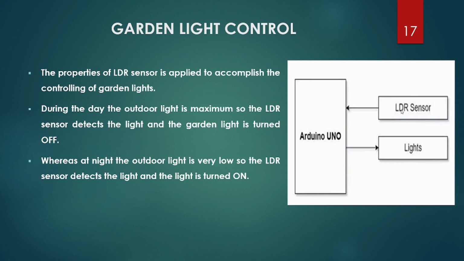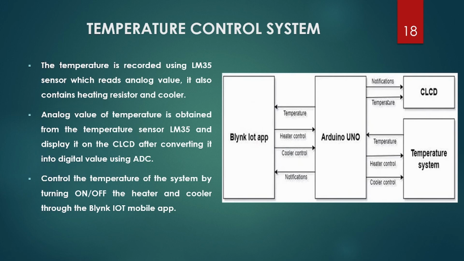Next, using the LDR sensor, we have designed the garden light control using the PICSIMLAB Arduino Uno board. The properties of the LDR sensor are applied to accomplish the controlling of the garden lights. During the day, the outdoor light is maximum, so the LDR sensor detects the light and the garden light is turned off. Whereas at night, the outdoor light is very low, so the LDR sensor detects the darkness and the light is turned on.